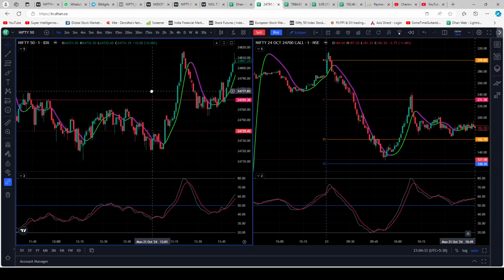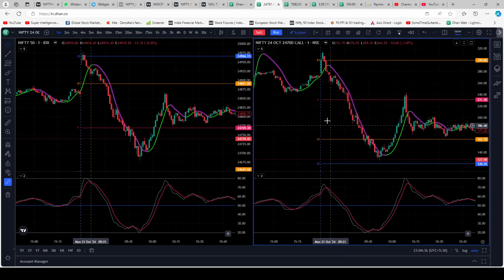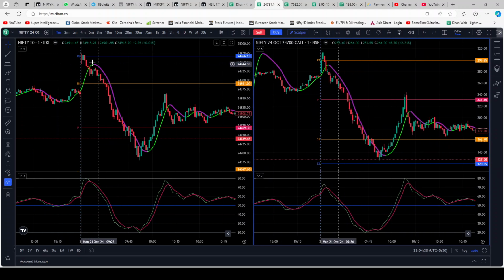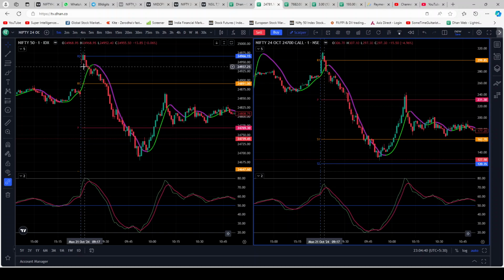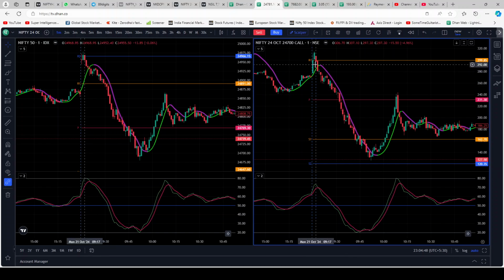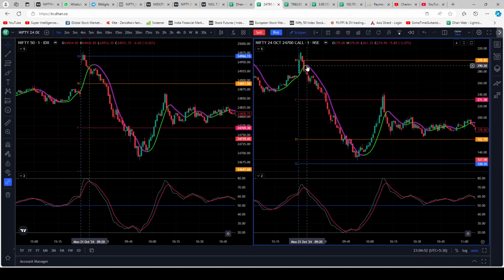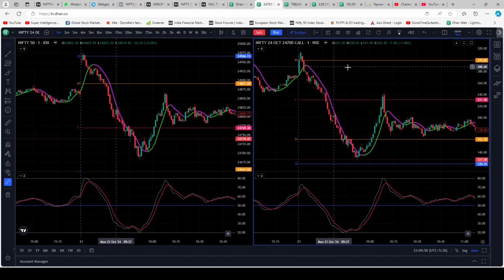On the left hand side, if you go to the start of the day, you see over here, at the start of the day, Nifty was at about 24,950 odd levels. So the call that we are selecting is in the money over here, 24,700. If you would have shorted the call, or you would have gone long on the put, you would have made good money. All right.